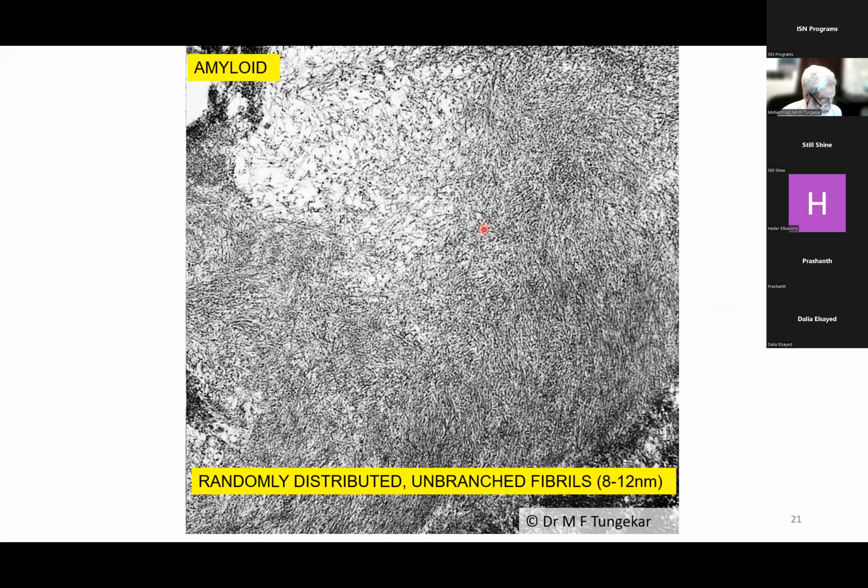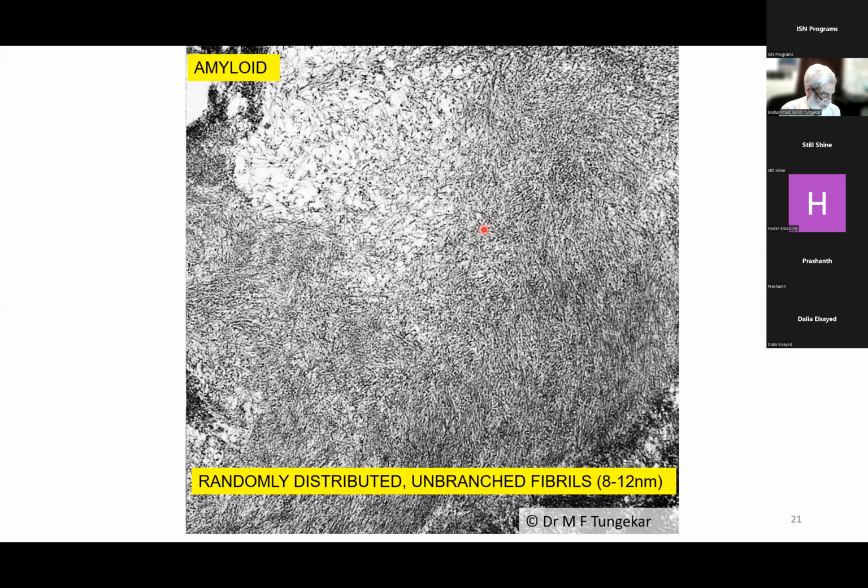Why is it important to recognize early amyloid? Because now trials are going on that may result in arrest of progression of amyloidosis. So it's very important for pathologists to recognize early amyloid, to diagnose early amyloid deposition, if possible.